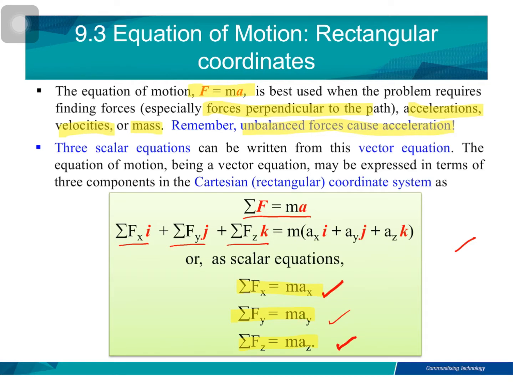So here, the kinetics depends on the motion. If you have a motion in x, then you have the m ax. If you don't have motion in y or in z, you just have 0. Okay, understand?